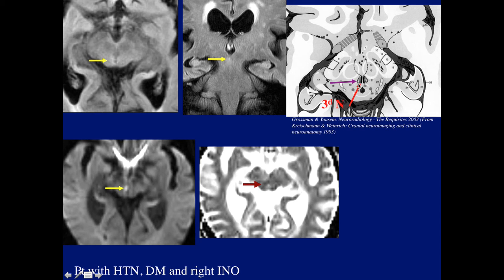here's the MLF. And that's why I'm talking about it now, because it's so close to the third and fourth nerve, it's really hard to separate, as I'll show later. So this is again an INO.